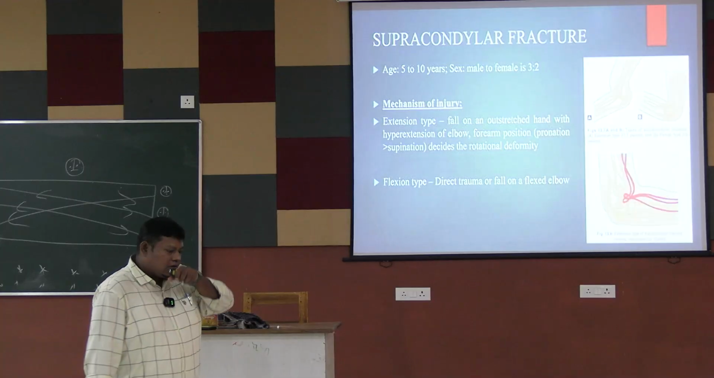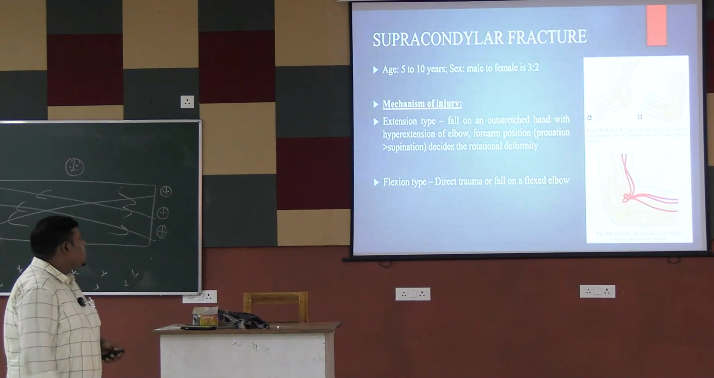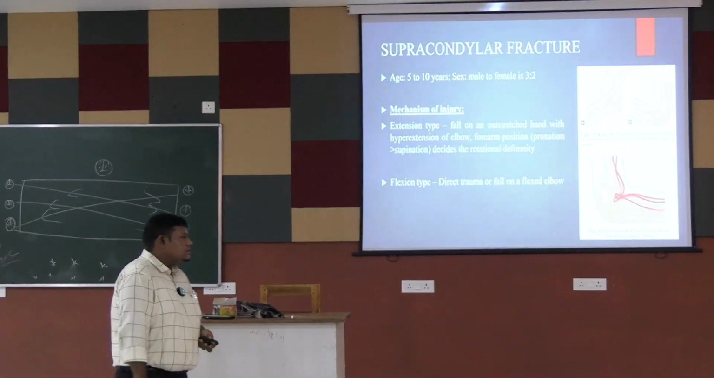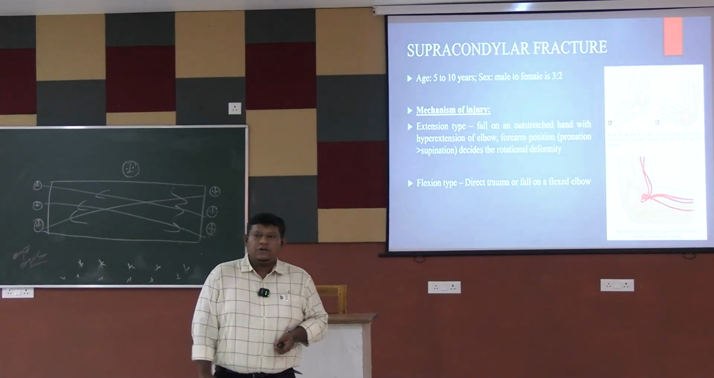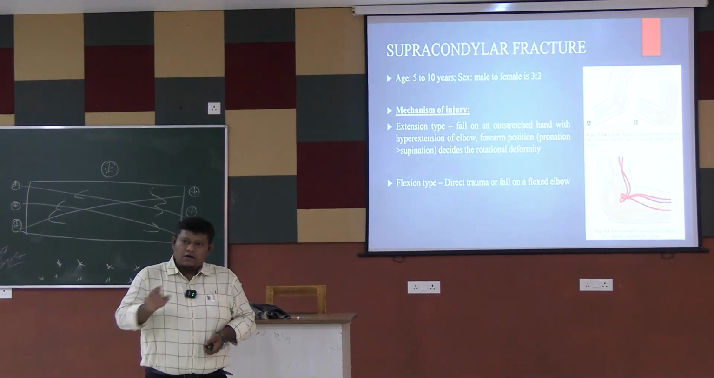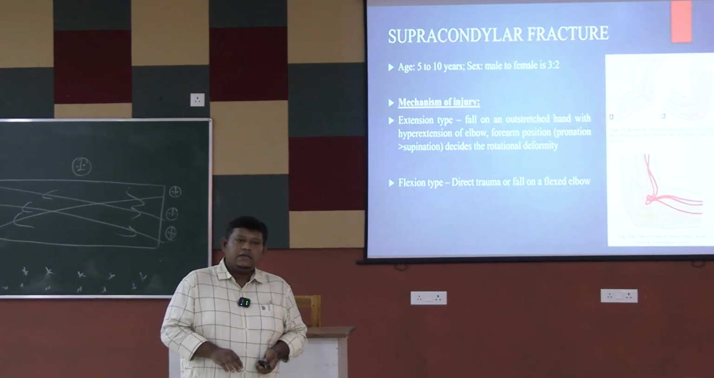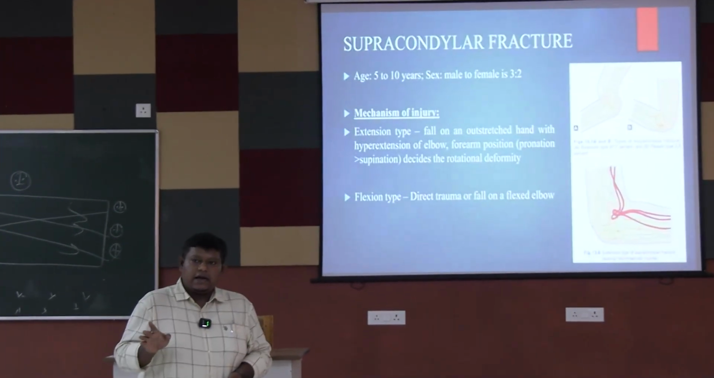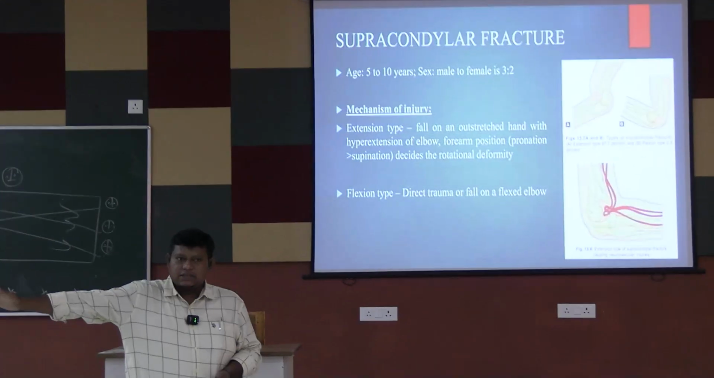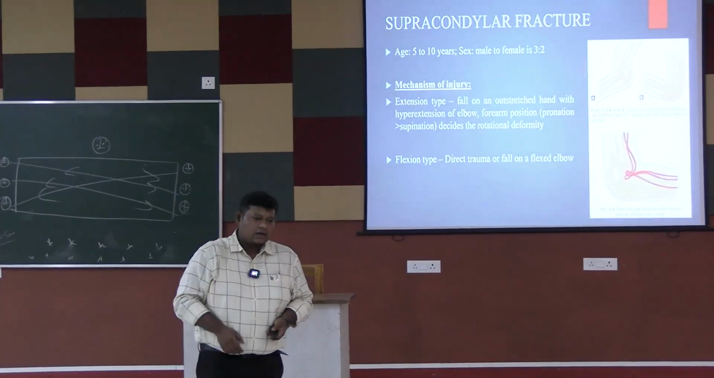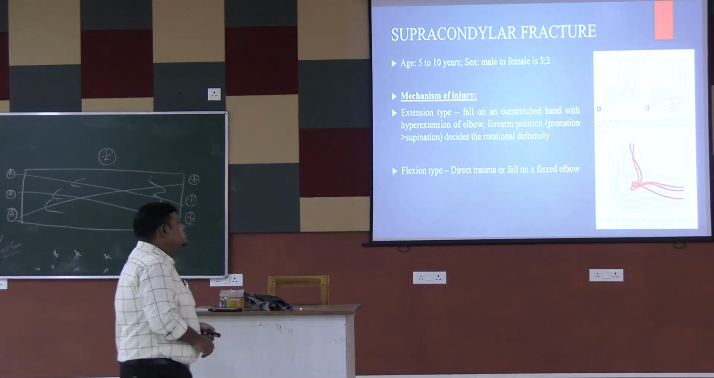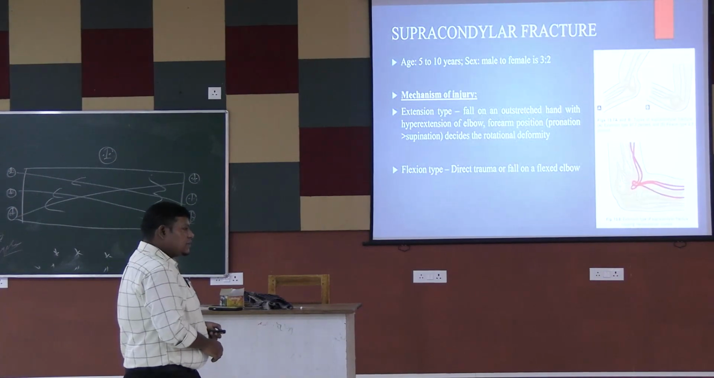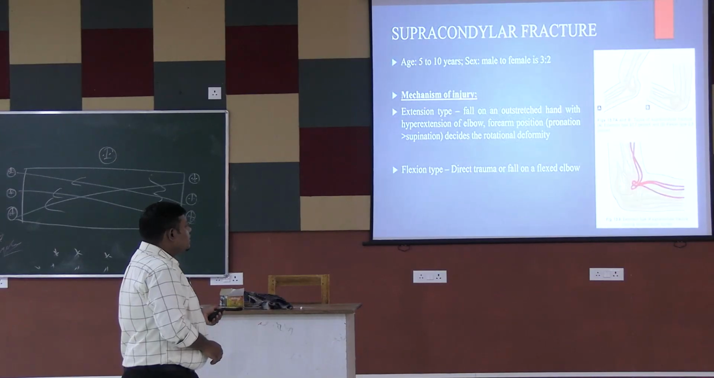Now coming to supracondylar fracture proper. First, as I told earlier, the main age group is 5 to 10 years. Now the mechanism of injury. You can also remember it with an abbreviation, FOOSH: fall on outstretched hand, like this. Whenever you have a fall on an outstretched hand, there will be a supracondylar humerus fracture. And what type of fracture will this be? It will be an extension type.